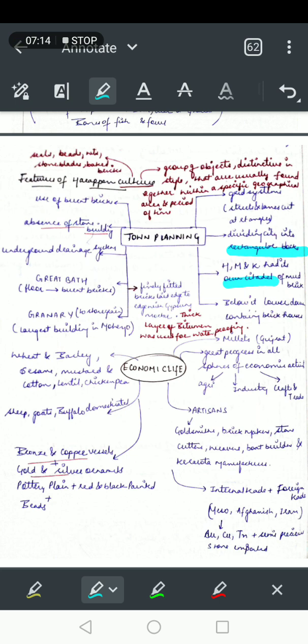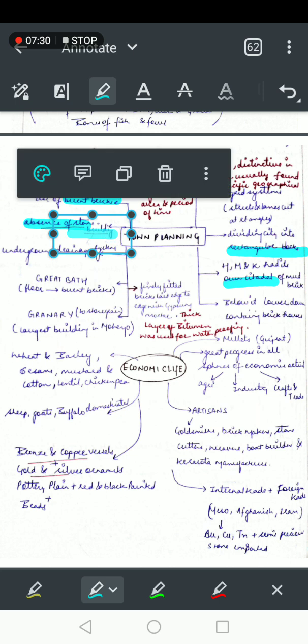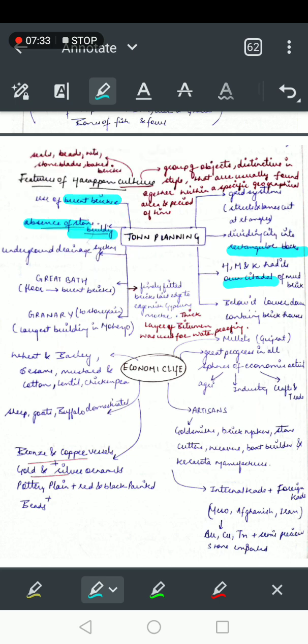Basically, in this Harappan culture, there was the use of burnt bricks. But the question can come: were there stone buildings? Then it will be incorrect, because there were no stone buildings. There were only buildings or houses which were made up of burnt bricks.